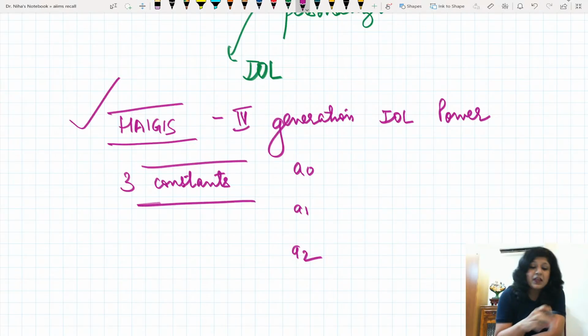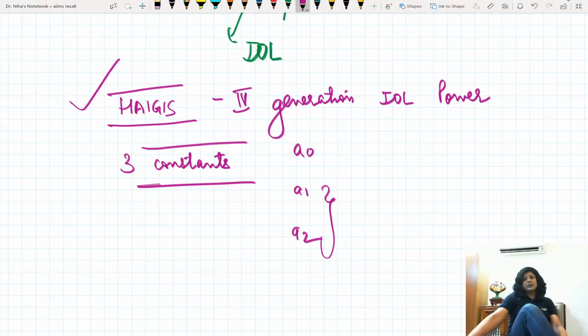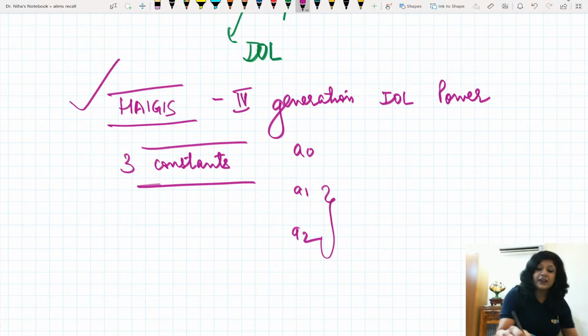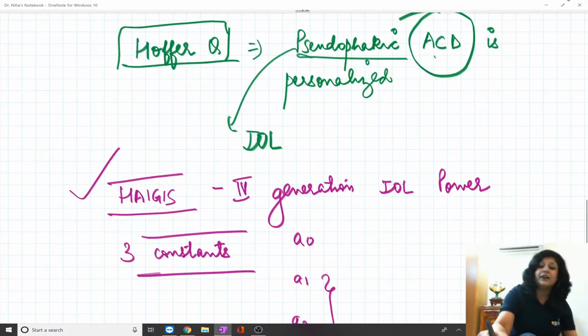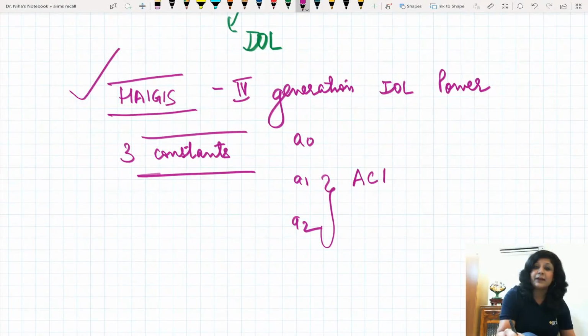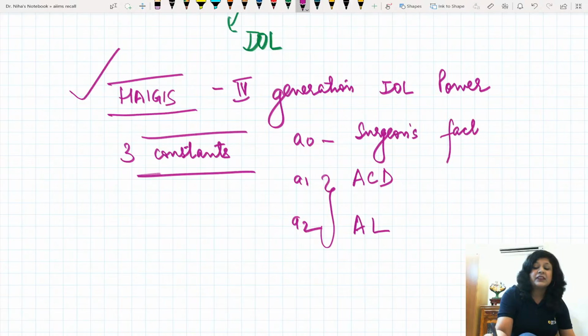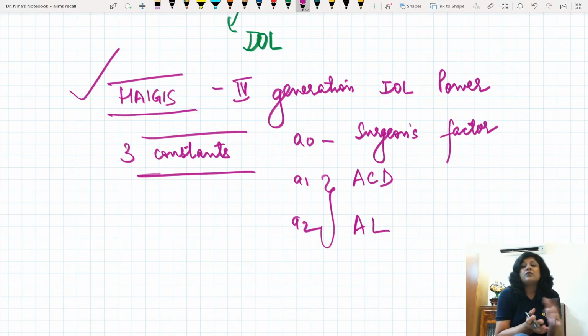You actually already know the 3 constants. You already know this one that we have taken here, the anterior chamber depth, so that is already taken. Then there was the axial length, and one is your surgeon's factor. Surgeon's factor means the things that depend upon the surgeon, what kind of surgery, the degree of astigmatism, all these things, what is the IOL that has to be used. So this is actually the latest one that is used for the refractive surgeries.